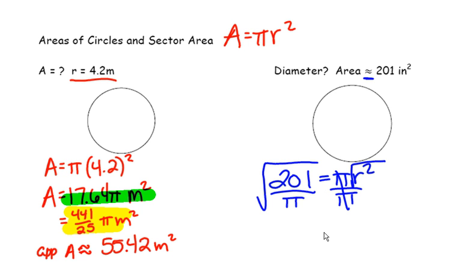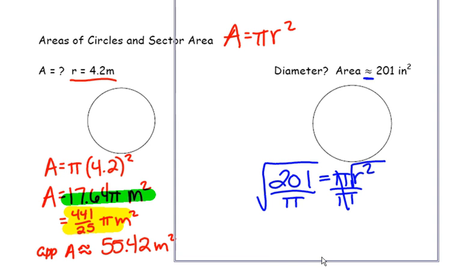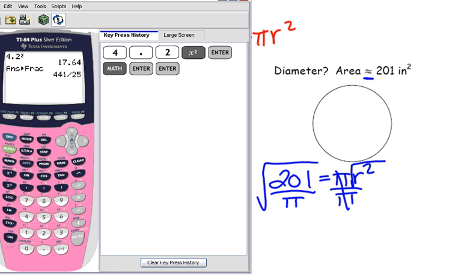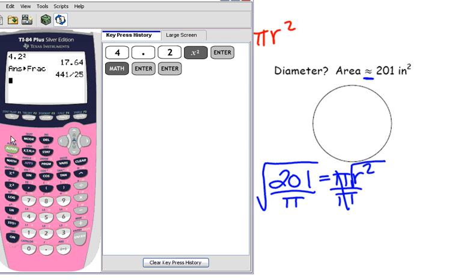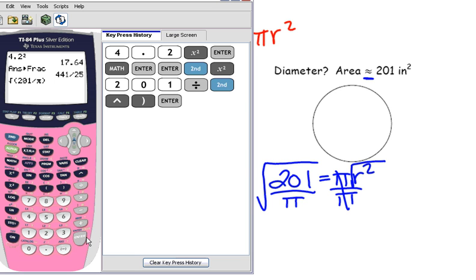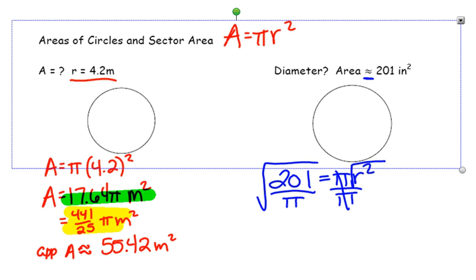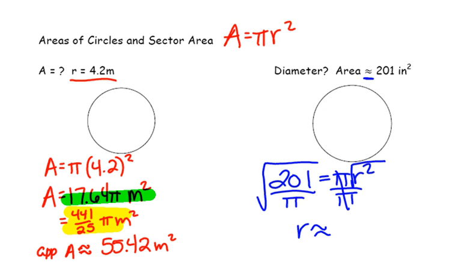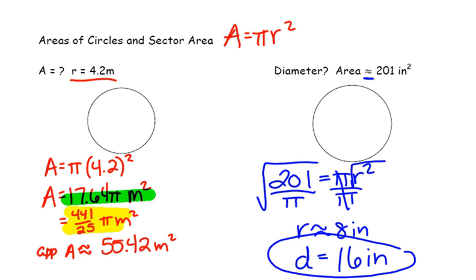So we are going to do this in our calculator. We can do it all in one step if we want to. We can take the square root, so second square root of 201 divided by pi, and we get 7.998. So basically, my radius is approximately 8 inches, which means that my diameter is approximately 16 inches, and that is my solution.